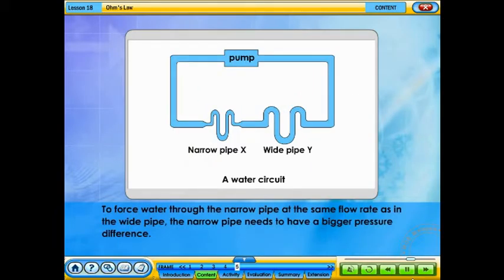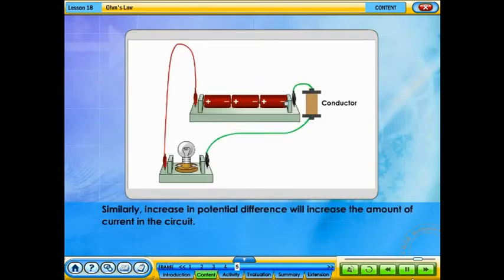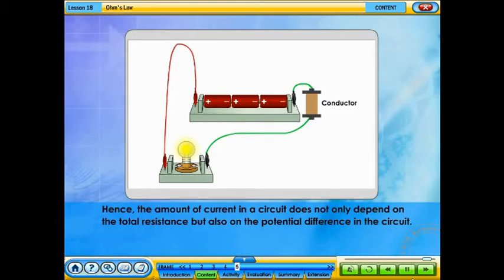To force water through the narrow pipe at the same flow rate as in the wide pipe, the narrow pipe needs to have a bigger pressure difference. Similarly, an increase in potential difference will increase the amount of current in the circuit. Hence, the amount of current in a circuit does not only depend on the total resistance, but also on the potential difference in the circuit.